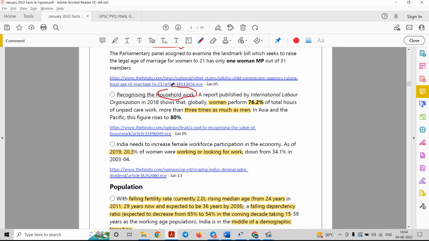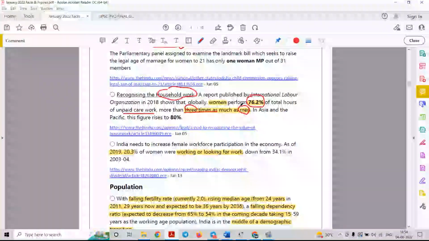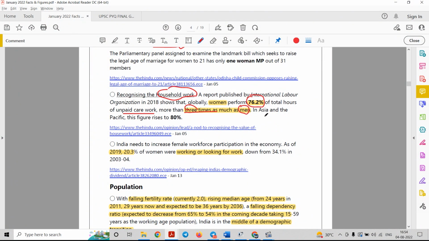We know that in India patriarchy is prevalent, and most of the work that women perform is unpaid, right? The fact quoted here is that around 76.2% of the total hours of unpaid care work is done by women. If we compare this with men, it is 3 times as much. We know that there are even housewives who don't get paid by their husbands.